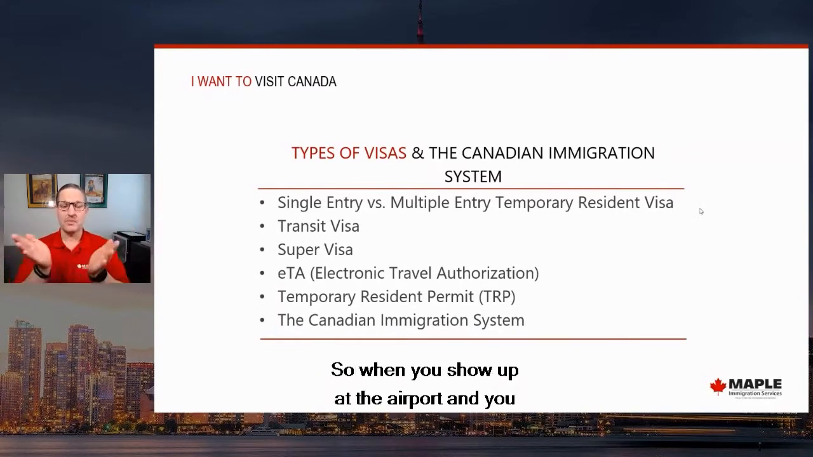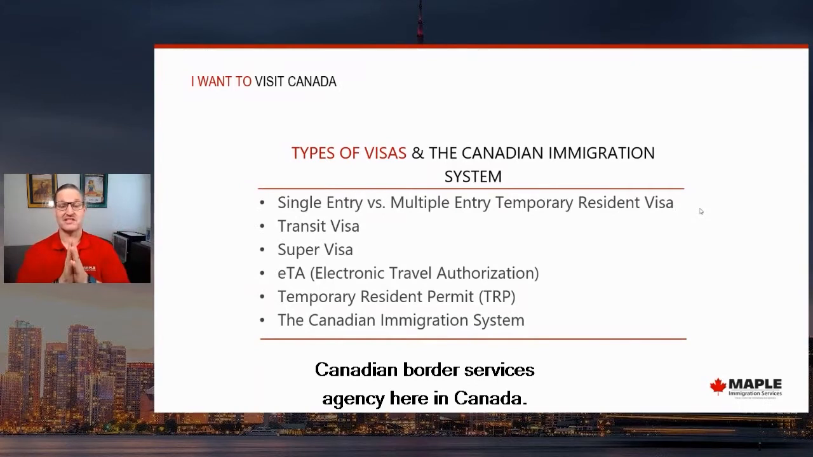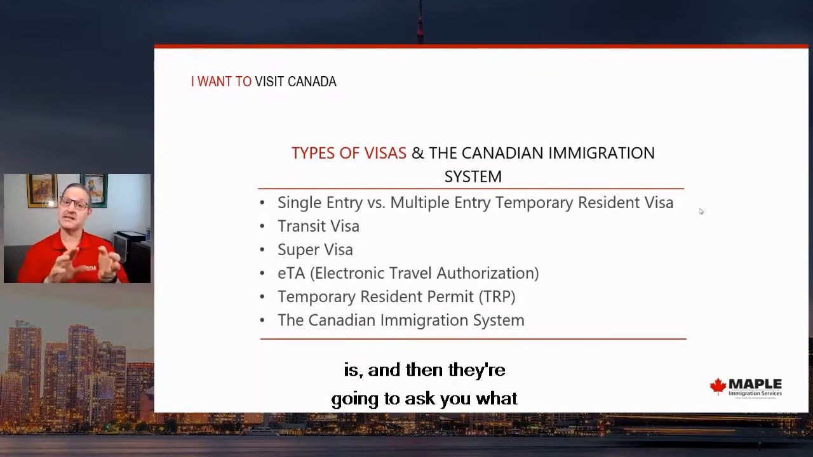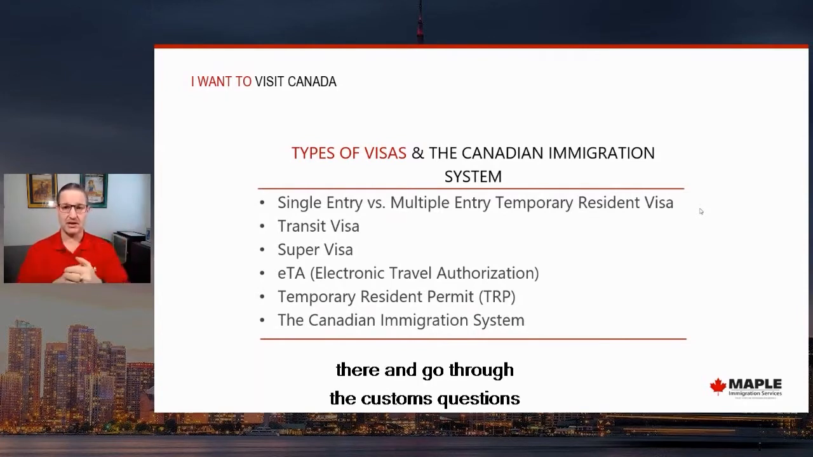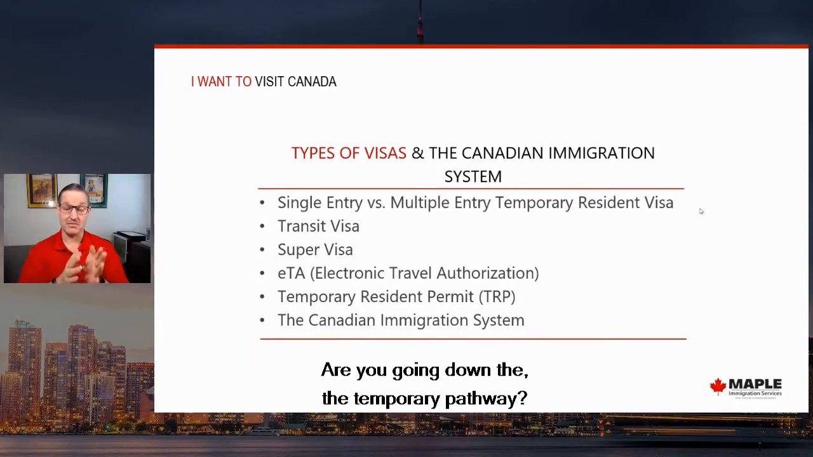When you show up at the airport and you want to come in through the CBSA officer, the customs officer, but we call them Canada Border Services Agency here in Canada, they're going to ask you a number of questions. They're going to ask you what your nationality is, and then what your residency is. And then they'll delve into the customs questions and things like that. The purpose of those questions is to figure out which pathway you're going down. Are you going down the permanent pathway or the temporary pathway?